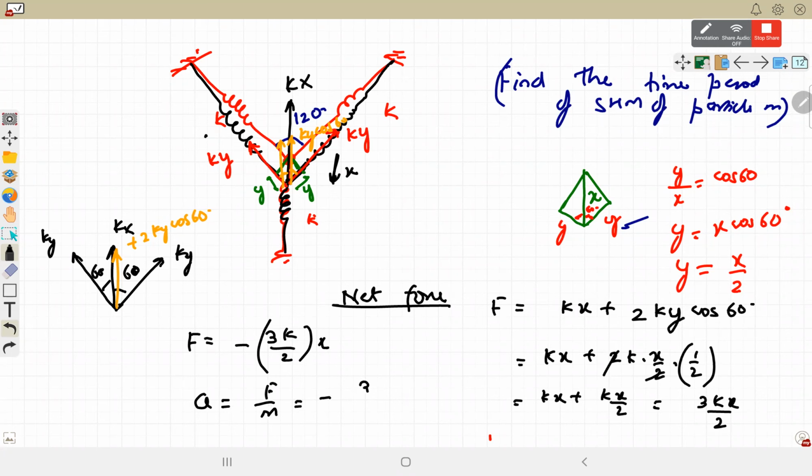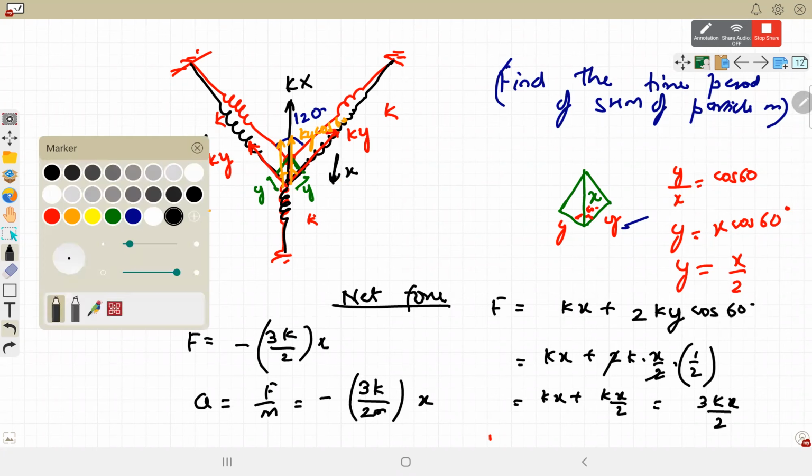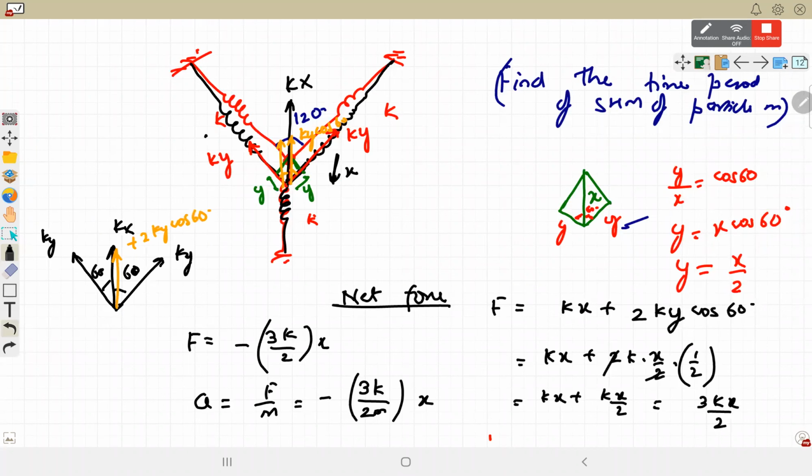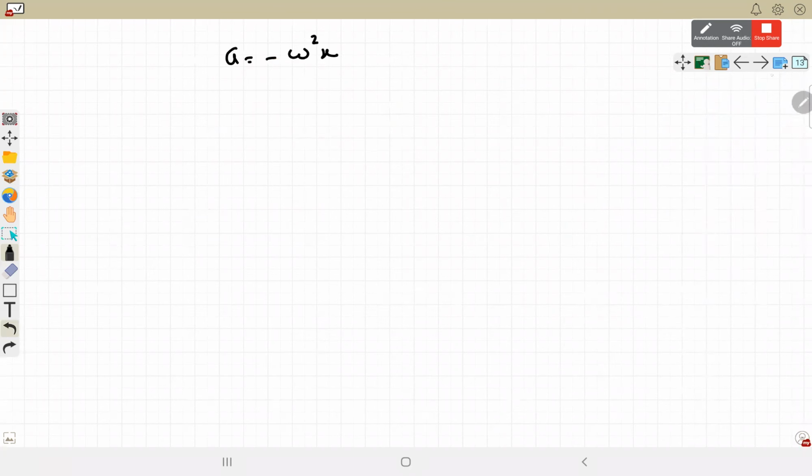From force we get acceleration, and from acceleration we can calculate omega. A is equal to minus omega square x. This is not a new concept, but a new situation in which, if many springs are attached, we need the component of force in the direction of the mean position where we give the displacement. Compare with the equation a is minus omega square x. Omega is root of 3k by 2m, and then we can find the time period 2 pi by omega.